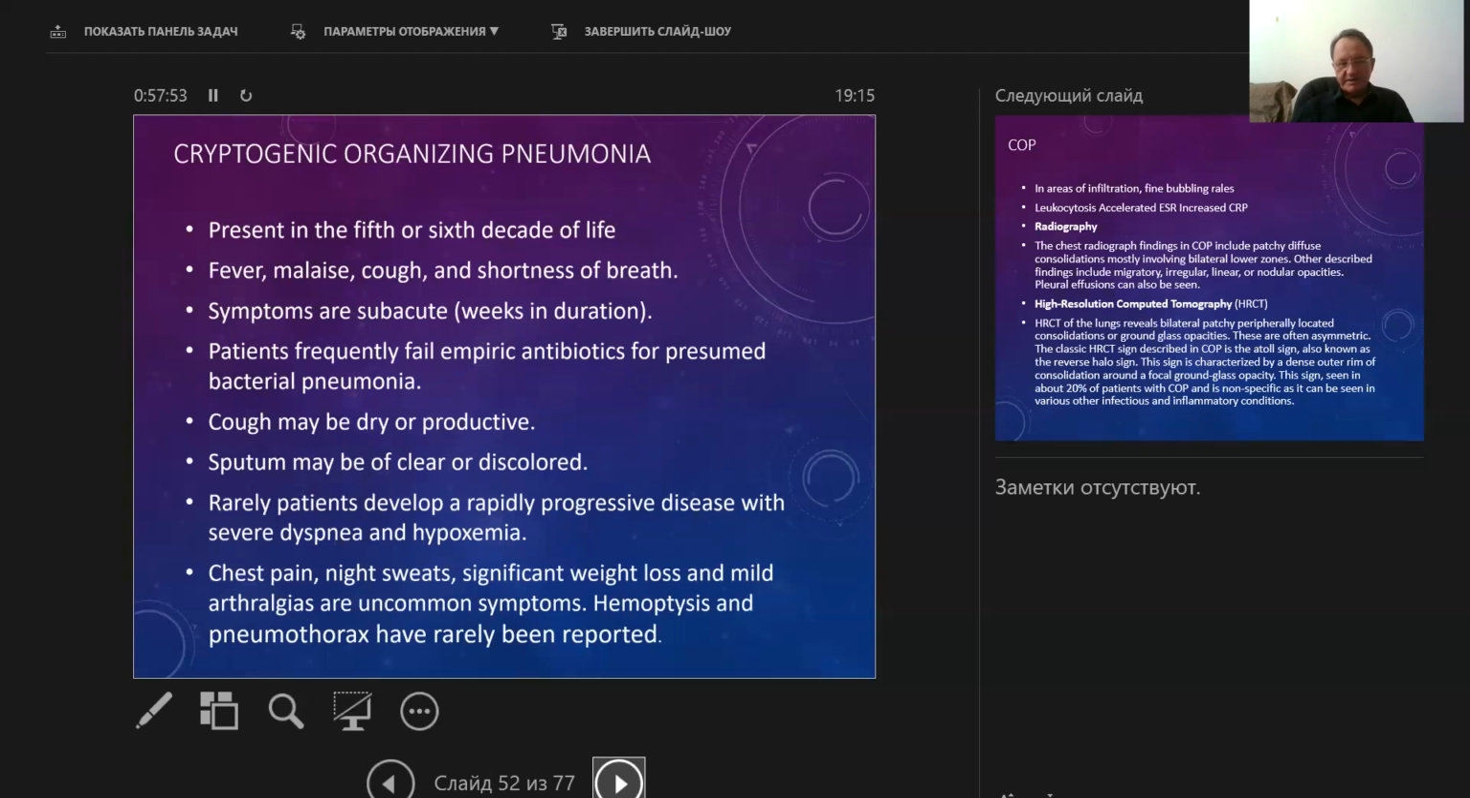Cough may be dry or productive, and sputum may be clear or discolored. Rarely, patients develop a rapidly progressive disease with severe dyspnea and hypoxemia. Chest pain, night sweats, significant weight loss and mild arthralgia are uncommon symptoms. Hemoptysis and pneumothorax have rarely been reported.